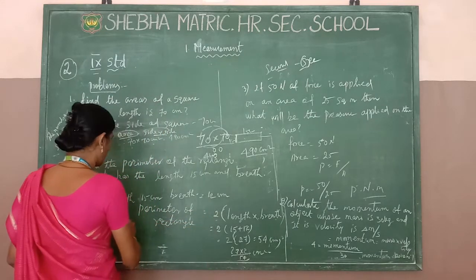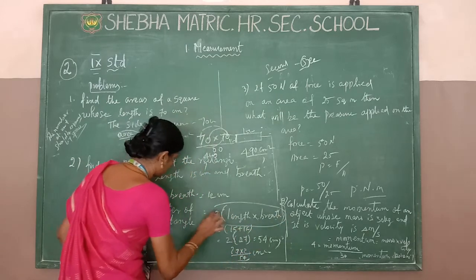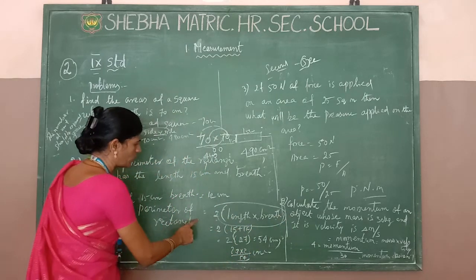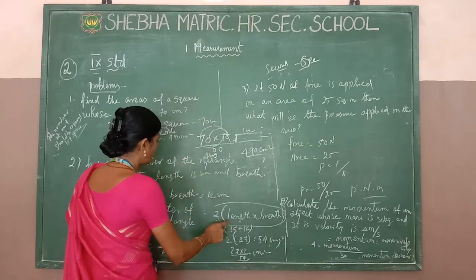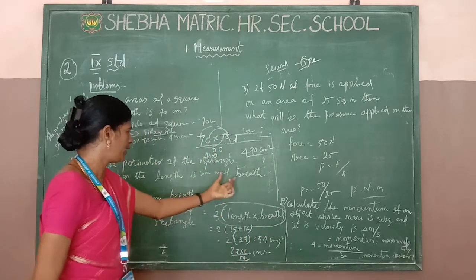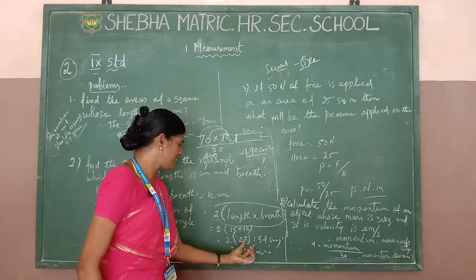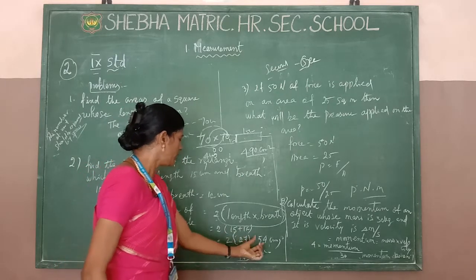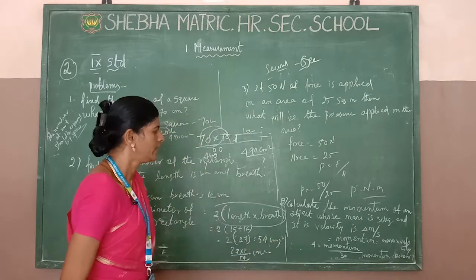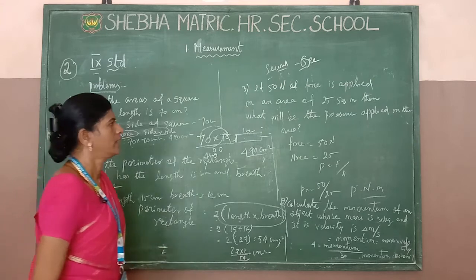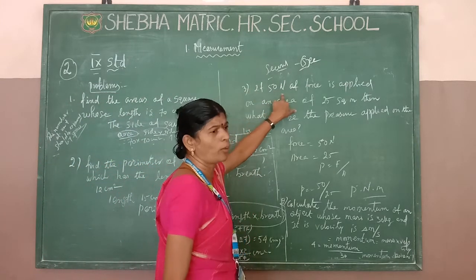Perimeter of rectangle equal to 2 into length plus breadth. This is the formula of the perimeter of a rectangle. So 2, length 15 and breadth 12. So 15 plus 12, 27, into 2 equal to 54 centimeters. Is it clear? Okay. Next.